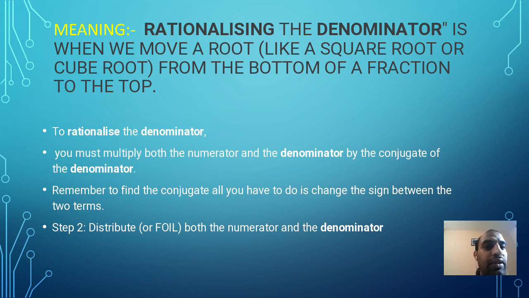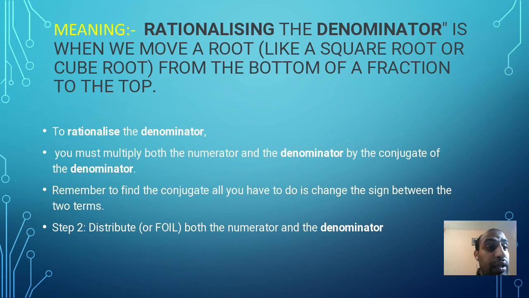Rationalizing the denominator is when we move a root, like a square root or cube root, from the bottom of the fraction to the top. That means we are removing that square root sign from the denominator. How to do this? To rationalize the denominator, first you must multiply both the numerator and denominator by the conjugate of the denominator.